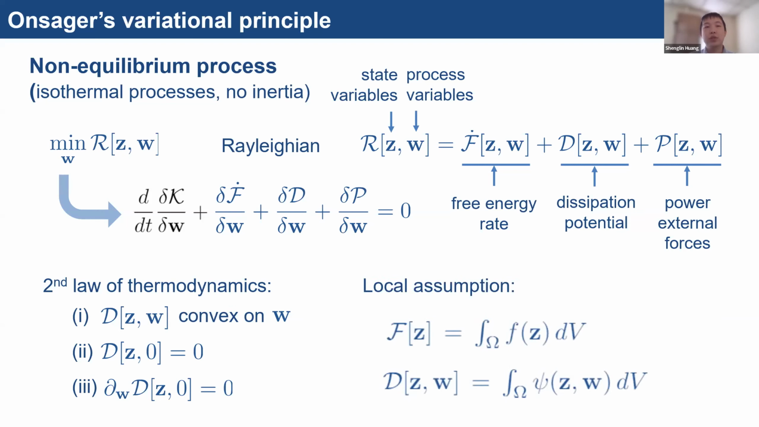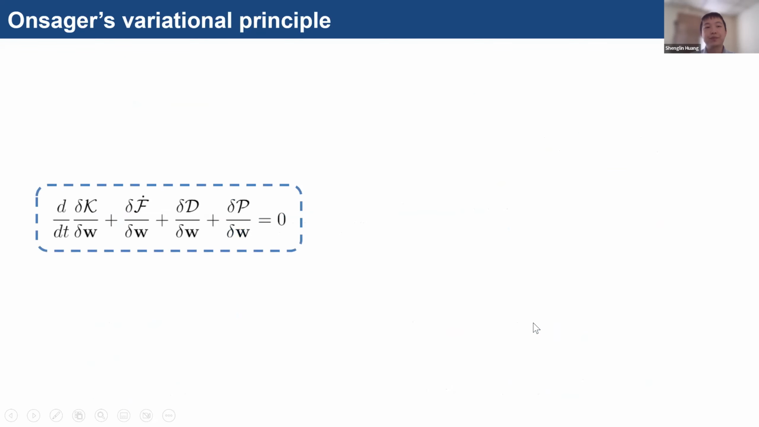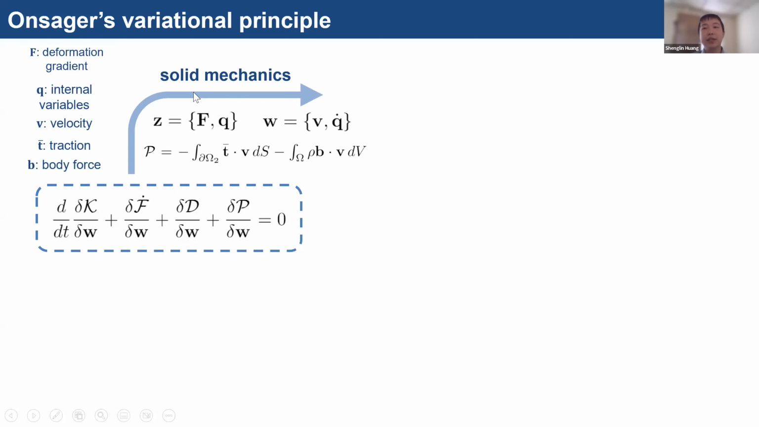And moreover, since we want to do continuum modeling, we assume these local assumptions, that is, the free energy and the dissipation potential can be described by the local density and a volume integral. To give more examples showing how this Onsager variational principle works: first, for a solid mechanics problem, we can use the deformation gradient F and the internal variables Q to describe the system states, and use the velocity field and the time rate of the internal variable as the process.